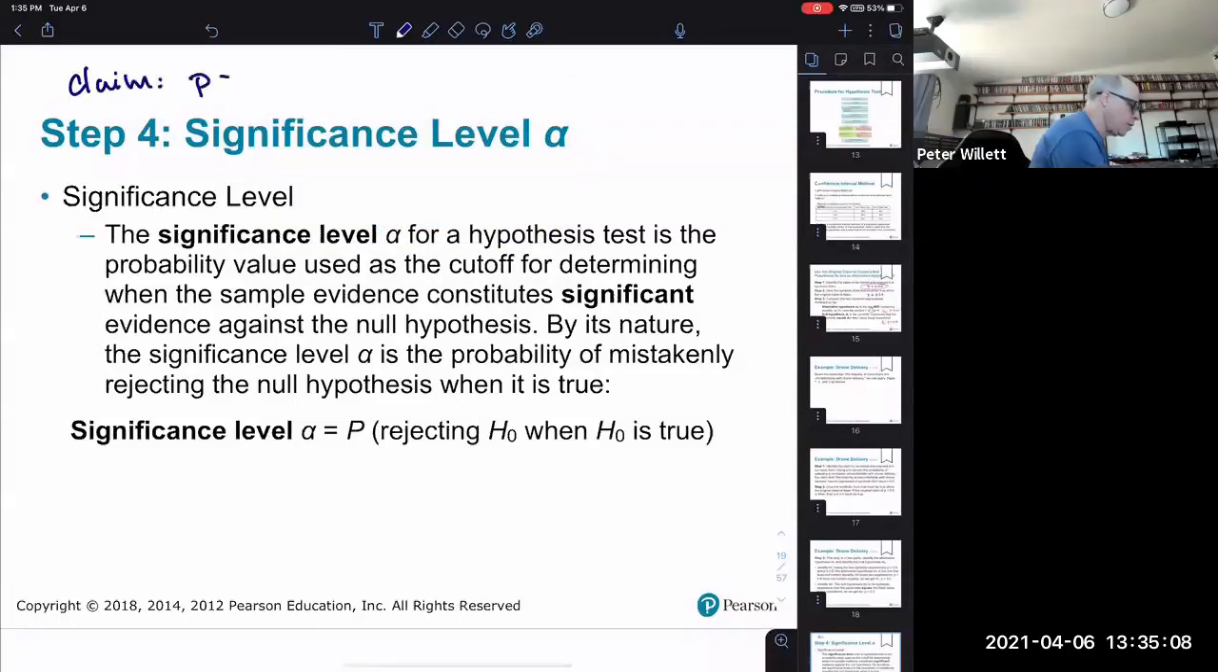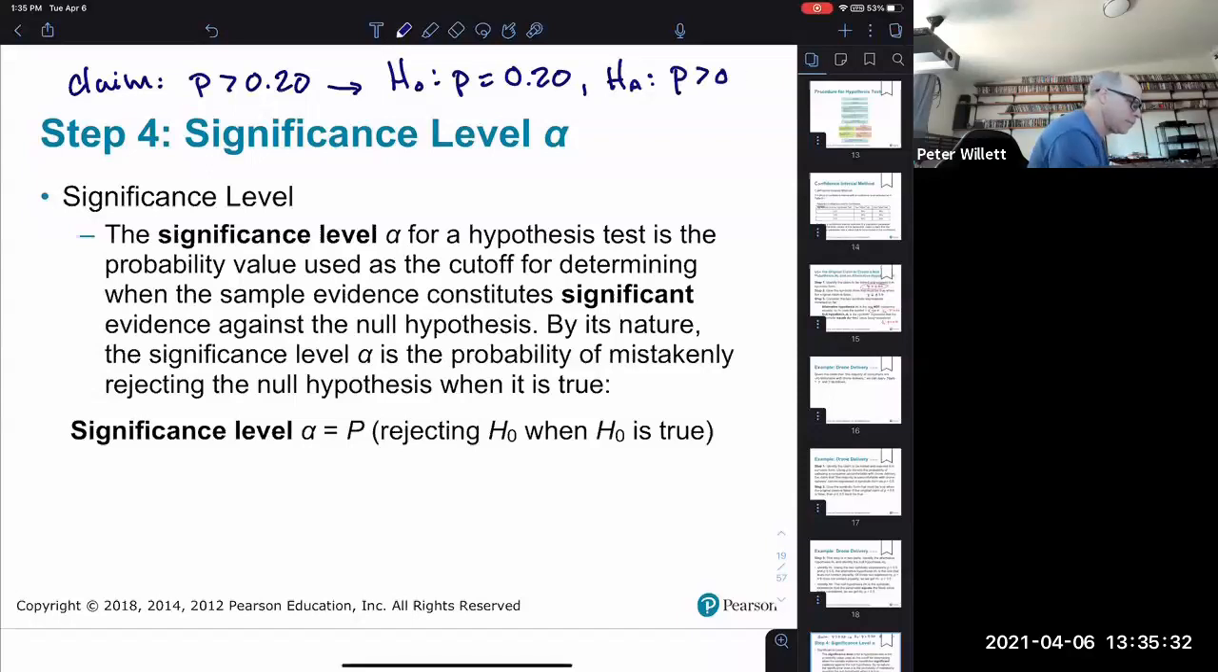And that is that P is greater than 20%, some proportion claim. And that led us to being able to produce a null hypothesis that the proportion is actually not greater than 20%, but is equal to 20%. And an alternative hypothesis, which is actually our claim in this case, that the proportion is actually greater than 20%. All right. So somehow our three-step process allows us to create this null and alternative hypothesis related to our claim.